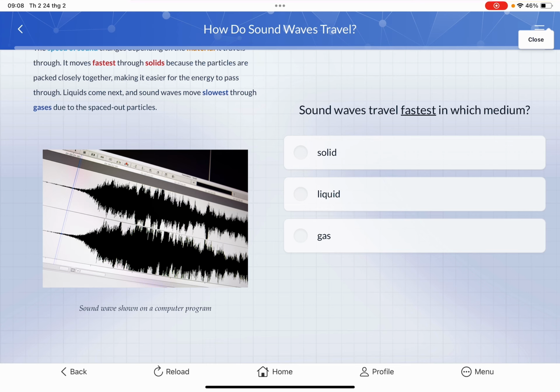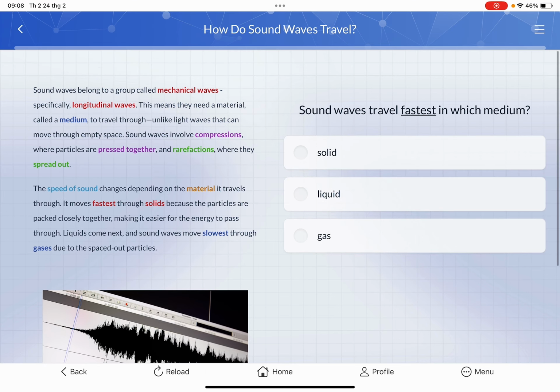Sound waves travel faster in which medium? Like I said, it is solid. Why? Because the particles in a solid are packed closely together, so it makes it easier for sound waves to travel through.